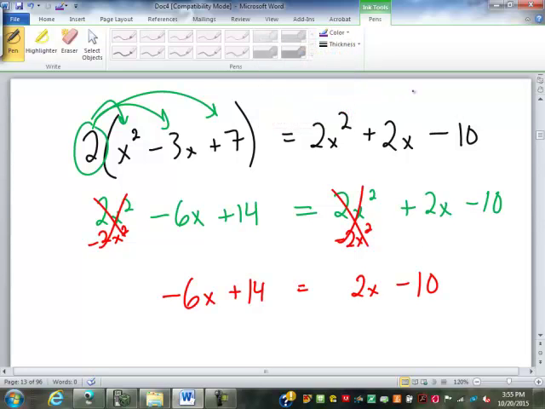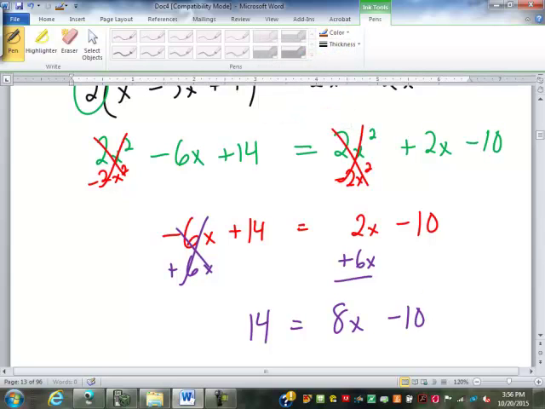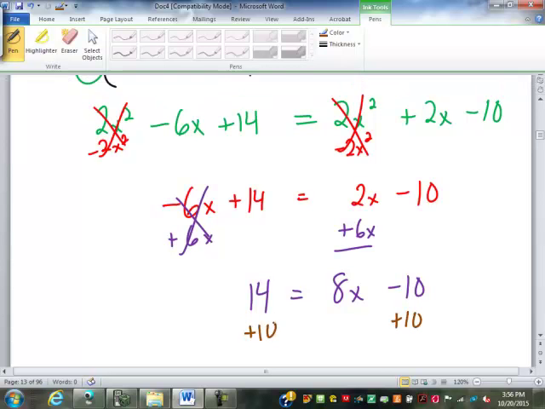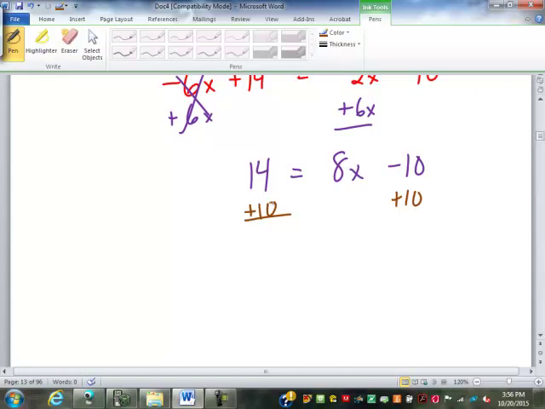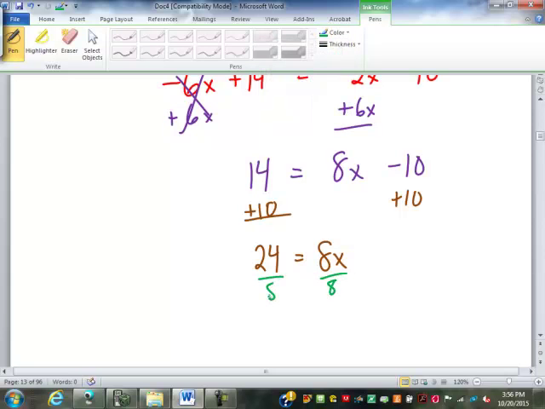What's next? Add the 6x. So if you get rid of one of the x's, negative 6x is the smaller one, so we're going to add 6x. So 14 equals 2x plus 6x is 8x minus 10. Then what? Add 10. So 24 equals 8x, and then divide by 8. So 3 equals x.